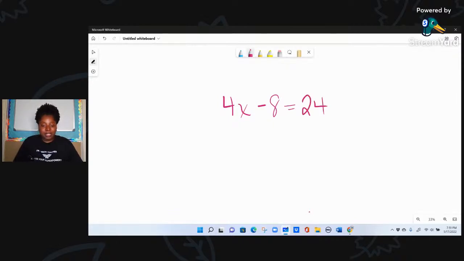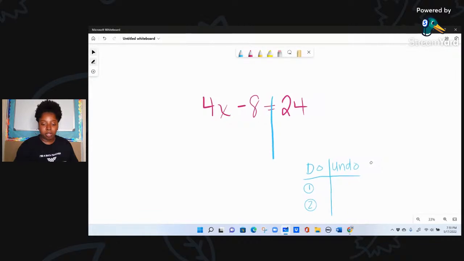Okay, let's try this one. Okay, so what are we doing to x? Tell me what I'm going to write in my do and undo box. Okay, so what do you see is happening to x? So what operations do you see? And let's pull this over a little bit. So let's fill in this chart.